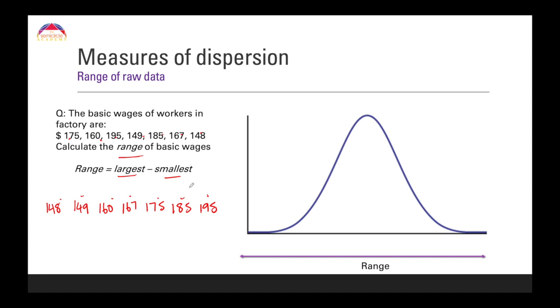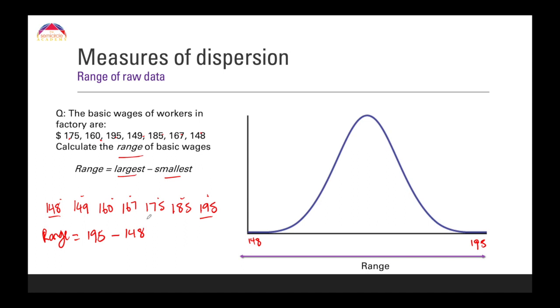So now that we've arranged it, we can easily see what is the largest number, what is the smallest number, right? You could tell that the smallest number is $148, right? So this range certainly does not start at 0. It starts at 148 and it gets as high as 195. So what is the actual range? Well, it's the largest number, which is 195. So the range is 195 minus the smallest number, which is 148.